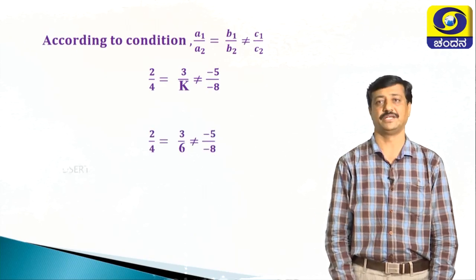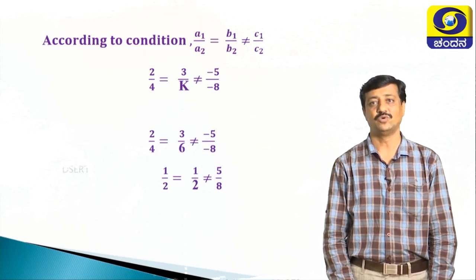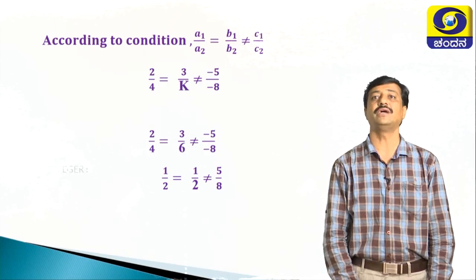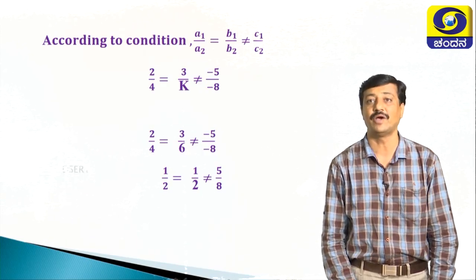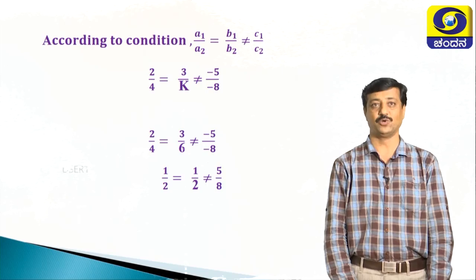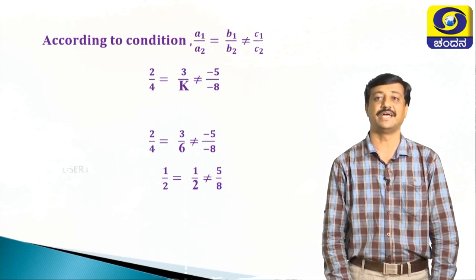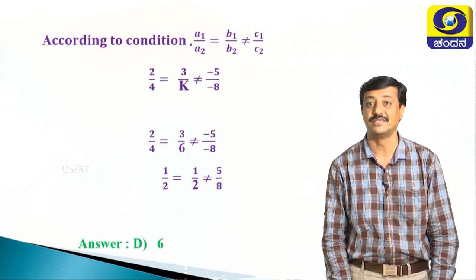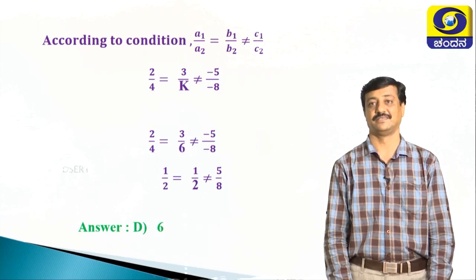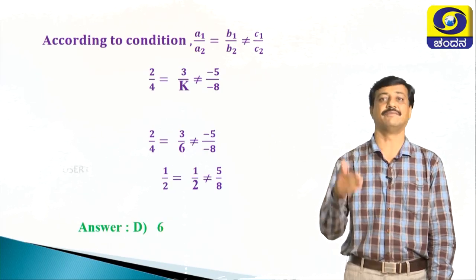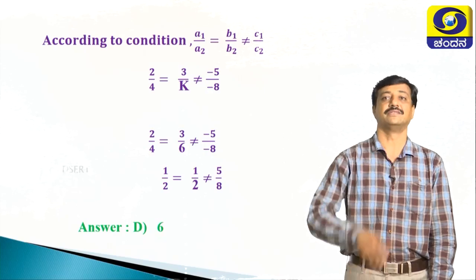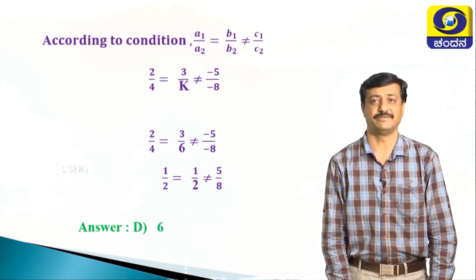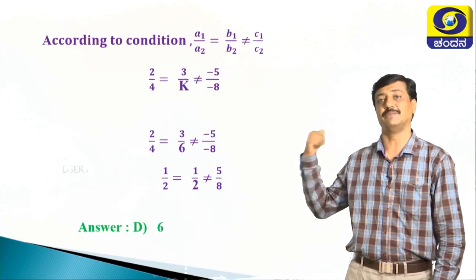After simplification, you will get 1 by 2 equal to 1 by 2 but not equal to 5 by 8, only after substituting the k value as 6. If you substitute the k value 6, you will get the correct option. Hence, the correct solution is option D, it is 6. So, by substituting the values of k, you can get the correct alternative for multiple choice questions. In this way, you can answer any kind of multiple choice question based on the table.